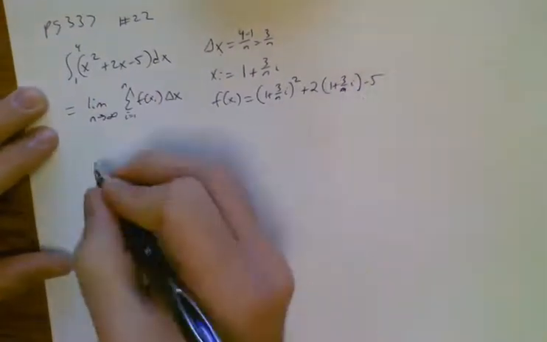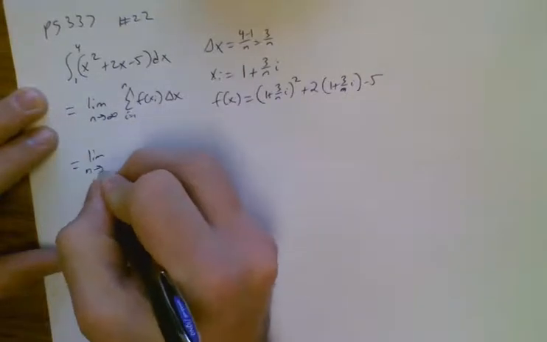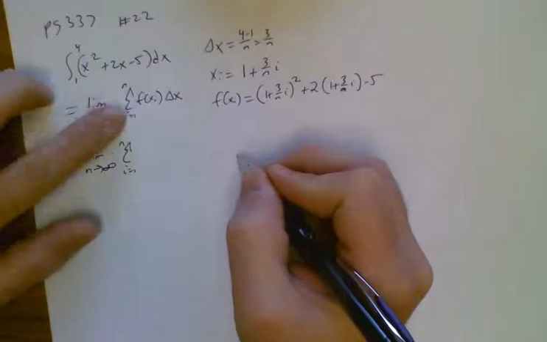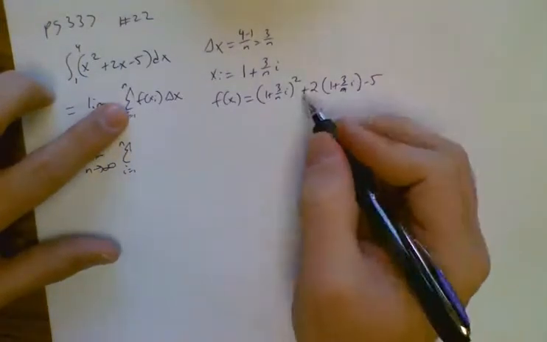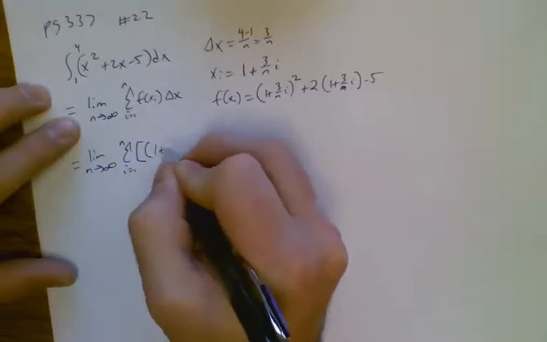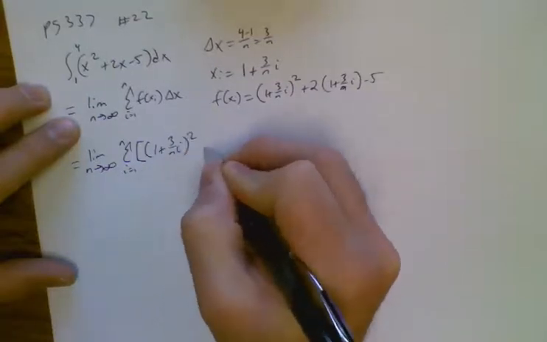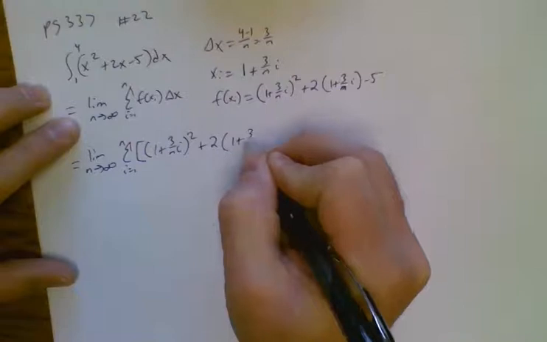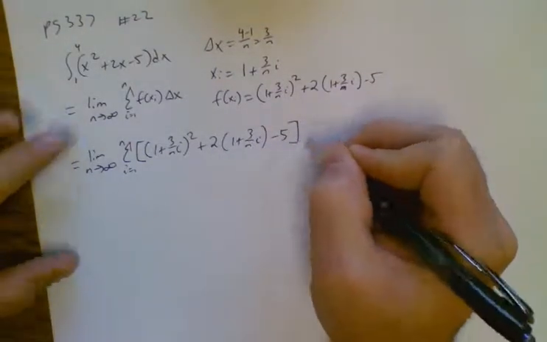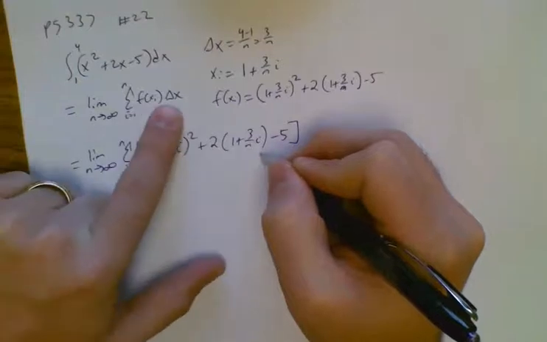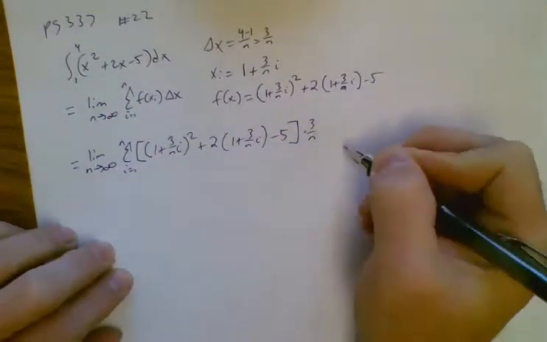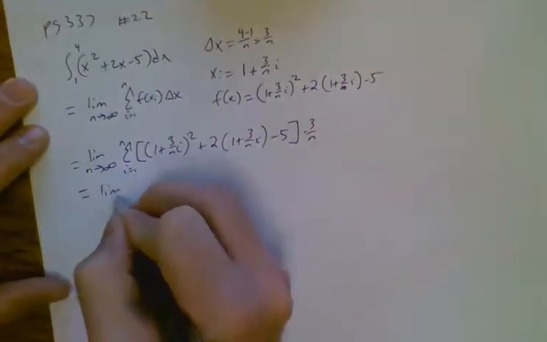Alright, now let's go ahead and resubstitute. So this is going to be the limit as n goes to infinity of the sum of f of x sub i. Now, I'll take one line and not do any simplifying, but we're going to have to expand that out at some point. So I'm just copying. I haven't done anything yet. So this is f of x sub i. I still need delta x. Delta x is 3 over n, so this is going to be times 3 over n. Alright, so let's start expanding.